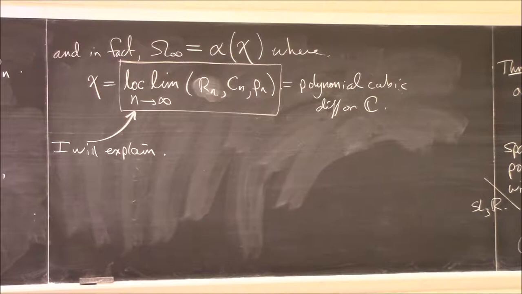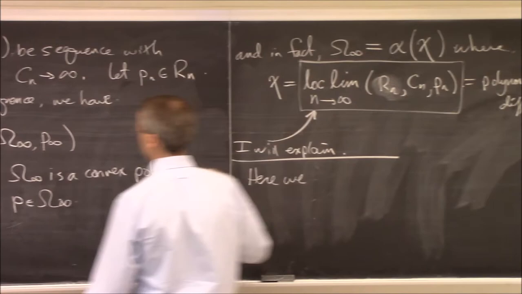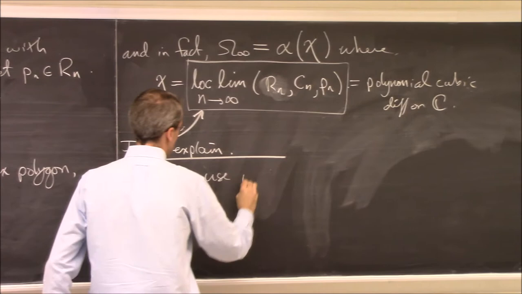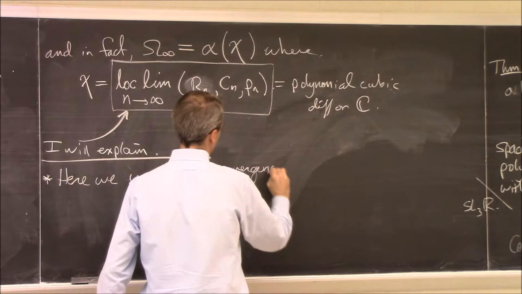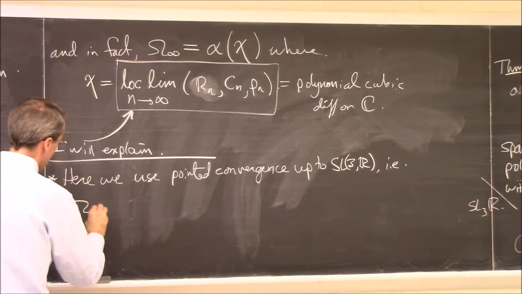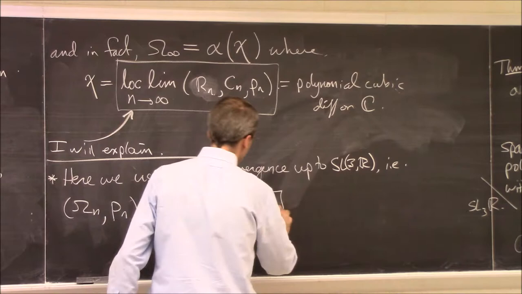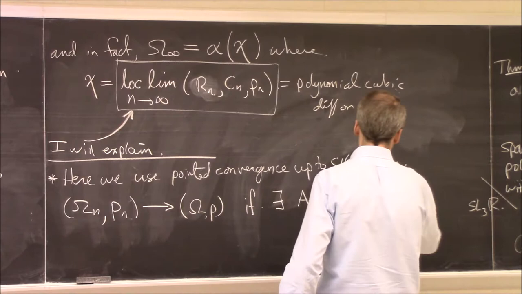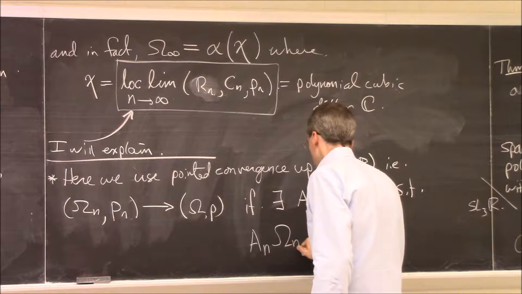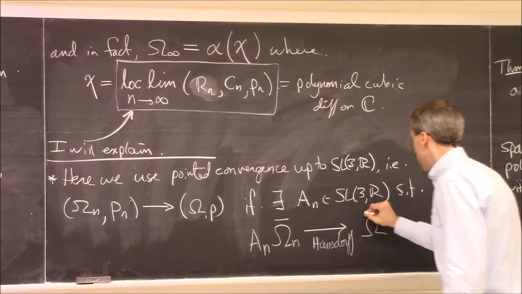Okay, I did not explain this arrow, so I probably should. Maybe I should say here, I don't know, I'll put a star here. Okay, so star, here we use pointed convergence up to SL3R. So the definition of that is that omega n pn converges in this sense to omega p if there exists a sequence of projective transformations such that the images of the domains omega n closure under those projective transformations converge in the Hausdorff topology of closed subsets of RP2 to the closure of omega.